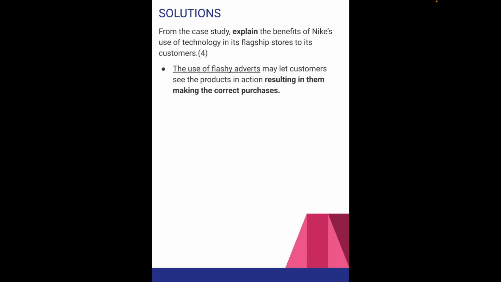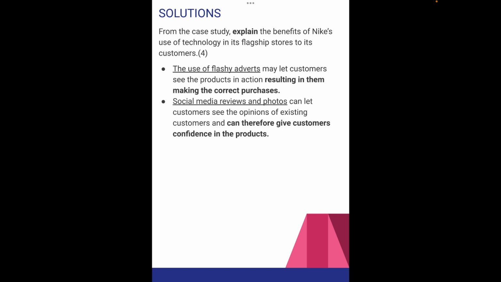So what the advantage is to that customer is that it lets them see the products in action. And then why is that an advantage for them? Because it results in them making the correct purchases. The use of the social media reviews and photos can let customers see the opinions of existing customers. That's what the advantage is. Why is it an advantage? Because it can therefore give customers confidence in the products.